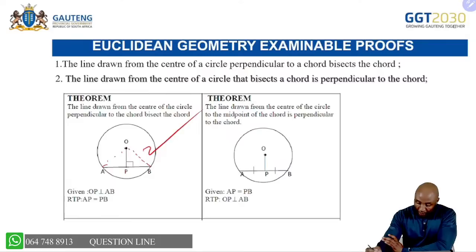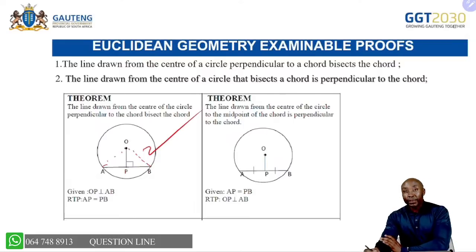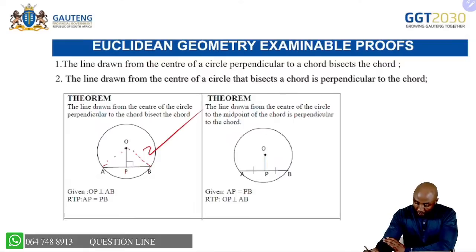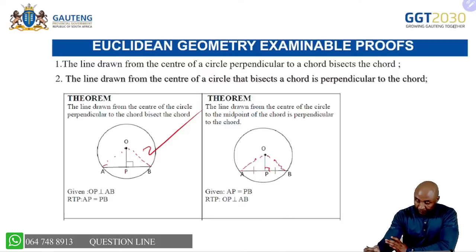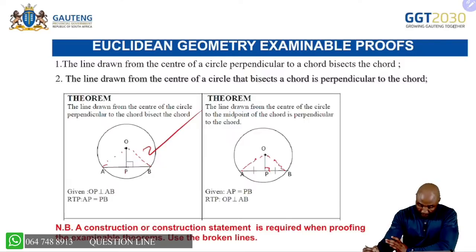Then we also have the theorem, a line drawn from the center of a circle that bisects a chord is perpendicular to the chord. Again, the construction here is the same, but we need to prove that this angle is 90 degrees there. We move on to the next theorem.